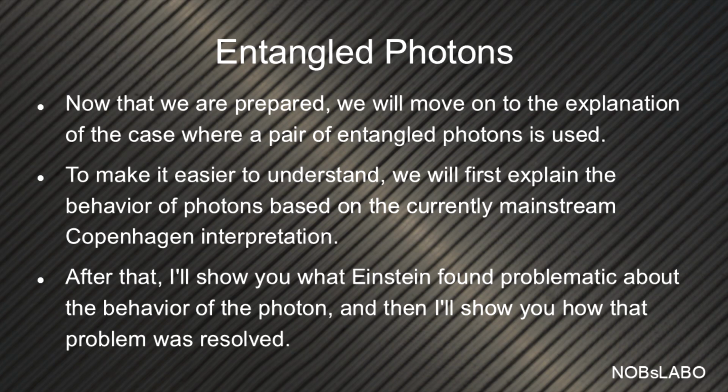Now that we are prepared, we will move on to the explanation of the case where a pair of entangled photons is used. To make it easier to understand, we will first explain the behavior of photons based on the currently mainstream Copenhagen interpretation. After that, I'll show you what Einstein found problematic about the behavior of the photon, and then I'll show you how that problem was resolved.